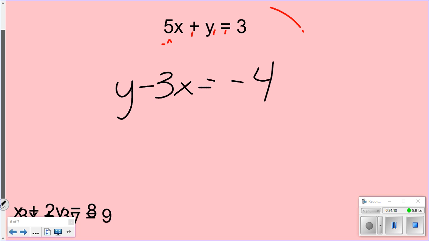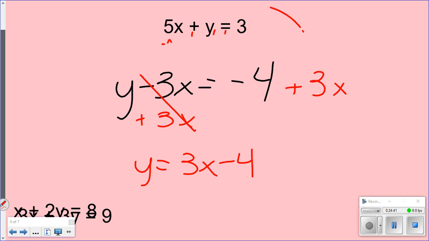Okay, what about this one? What am I going to do to this? Y minus 3x equals negative 4. Rick, what do you think? I'm going to add 3x. I'm going to do exactly the opposite, like we've always done. Add 3x. And on the other side, I'm going to add 3x. So this is what it's going to look like. Y equals, and if you want to make it so the x is first, you can do that. 3x minus 4. Exactly.